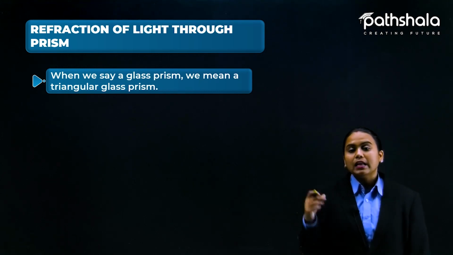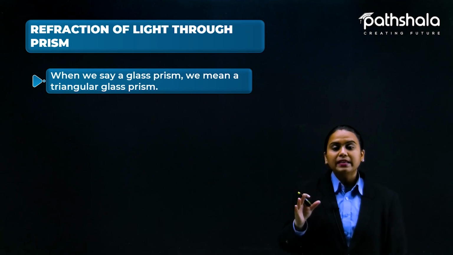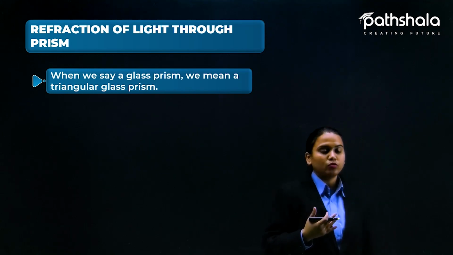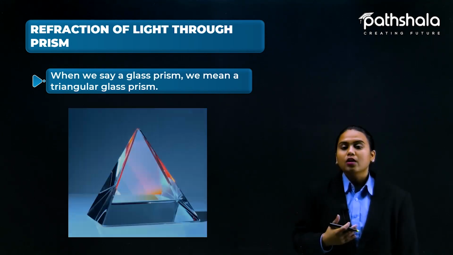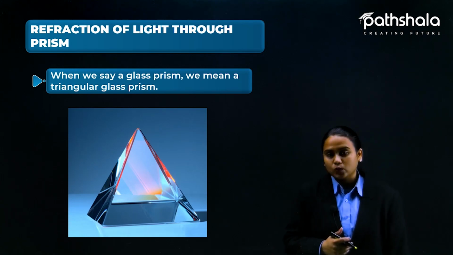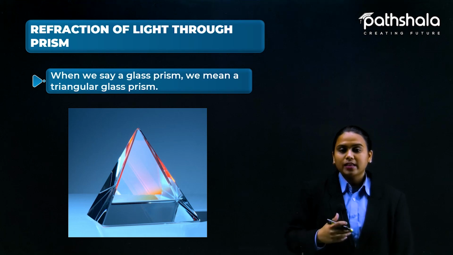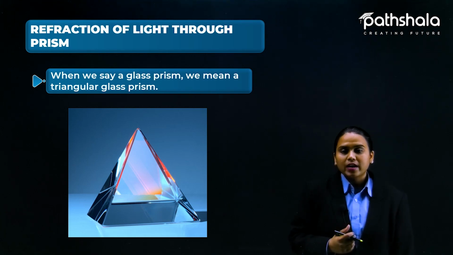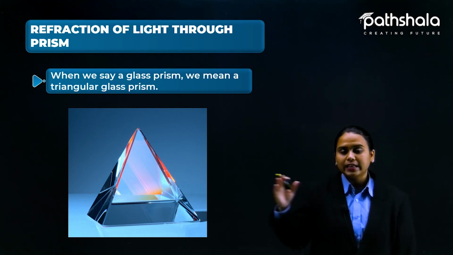So when we talk about a glass prism, that means a rectangular glass prism, how does it look? Here is the diagram that you can see. It looks like this, and it seems very beautiful also. Here we have triangular sides at each face.